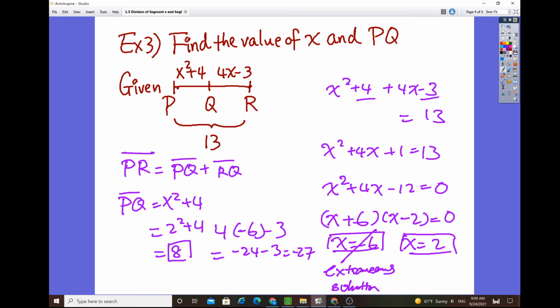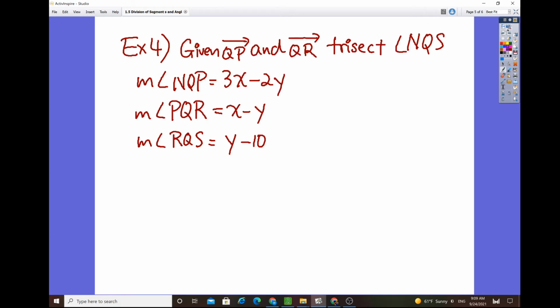Alright, and now let's see what else we've got for the rest of this. Here's another page with one of the examples. Given that ray QP and QR trisect angle NQS. Anytime I see something complicated, with so much information given here, you want to draw the diagram first.